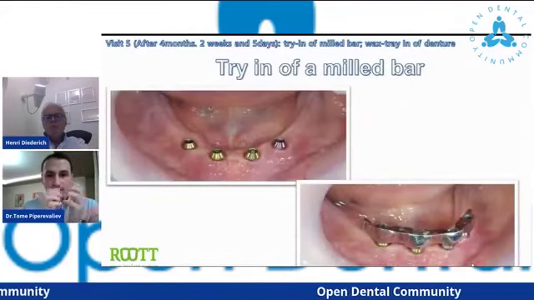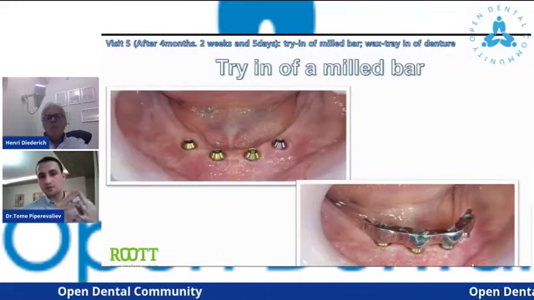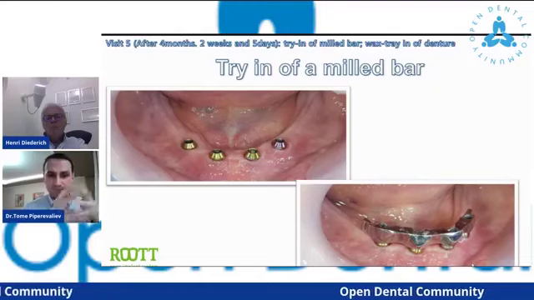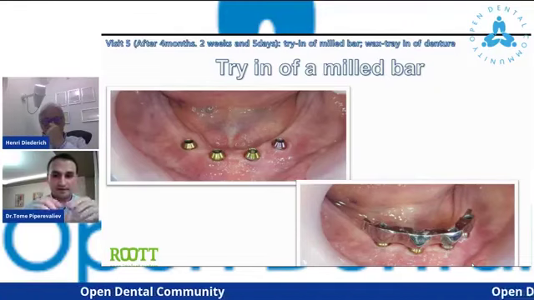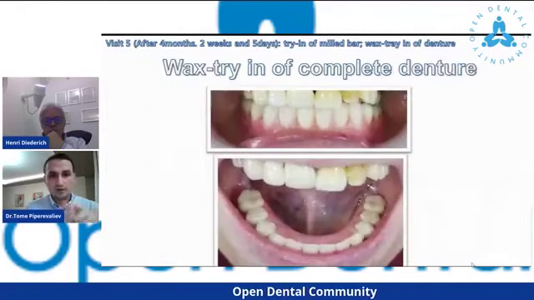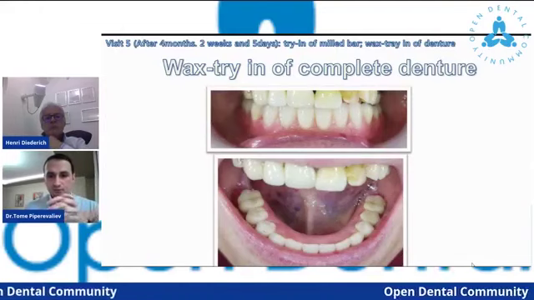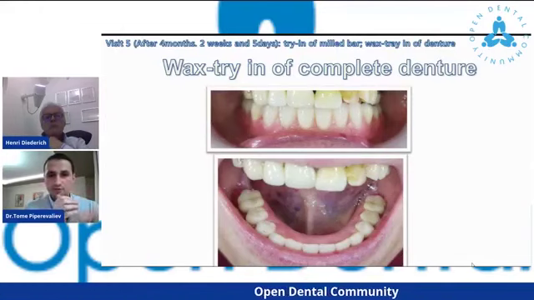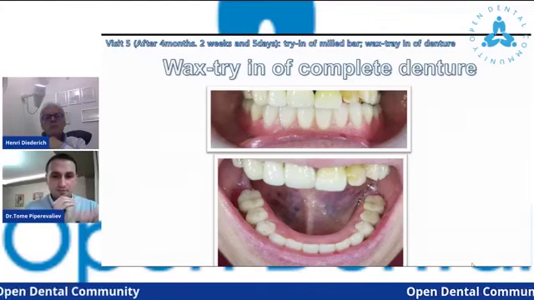The next visit is trying in the milled bar. Firstly, we are inserting the multi-unit abutments over the implants in the patient's mouth, and we have to try in the milled bar. As I said, it must always fit passively. The next visit is controlling the aesthetics, occlusion, articulation, lip and cheek support, and identifying some errors.